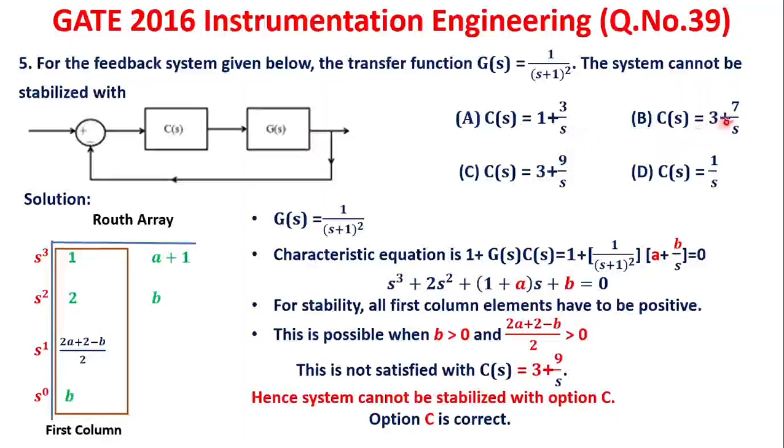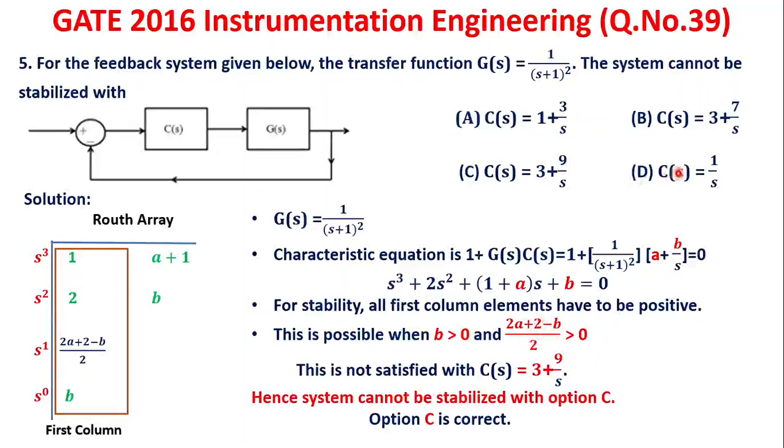Second option: a is 3, b is 7. So 2 into 3 is 6, 6 plus 2 is 8, 8 minus 7 is 1 by 2. This also will not destabilize. Third option: a is 3, b is 9. So 2 into 3 is 6, 6 plus 2 is 8, and b is 9. So (8 minus 9) by 2 will definitely be negative. Therefore, it will destabilize the system.